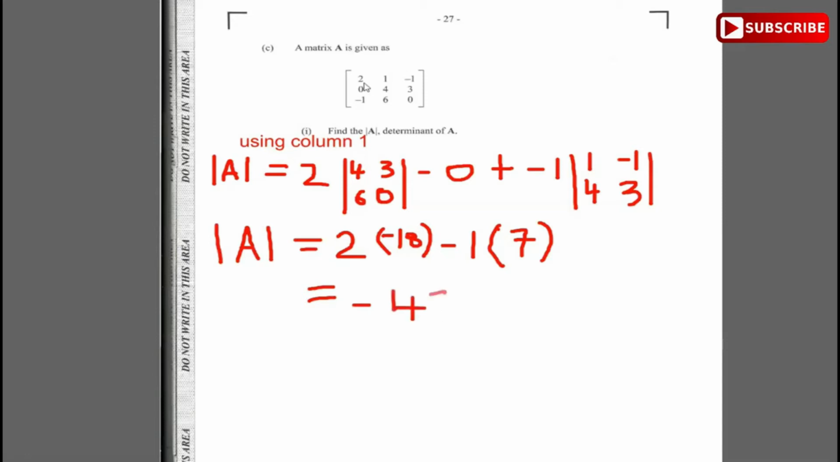Just want to check it one last time. Cross out this and this. That would be 4, 3, 6, 0 times 2. That's minus 18 times 2, which is minus 36. Good. Then I have plus minus 1 times, if I cross out that, 1, minus 1, 4, 3, which is 3 minus minus 4, which is 7. That's minus 7. Minus 36 minus 7 is minus 43. Excellent. So I get minus 43. That's good.